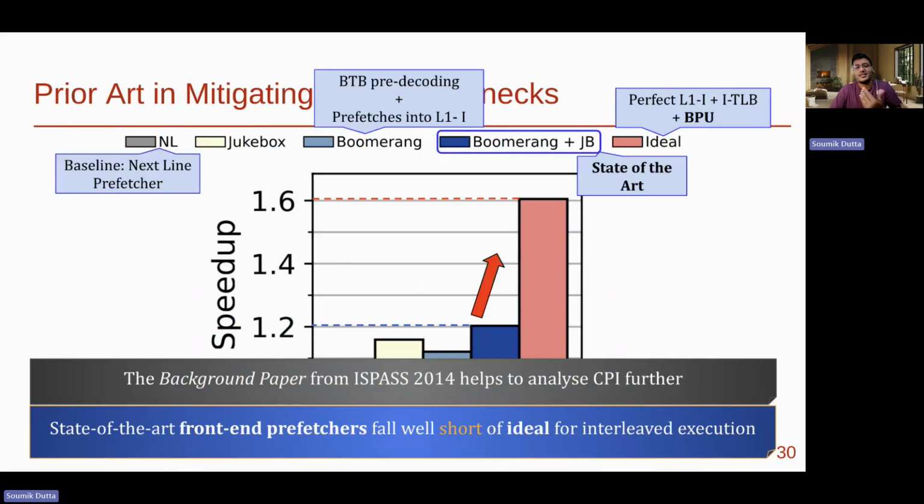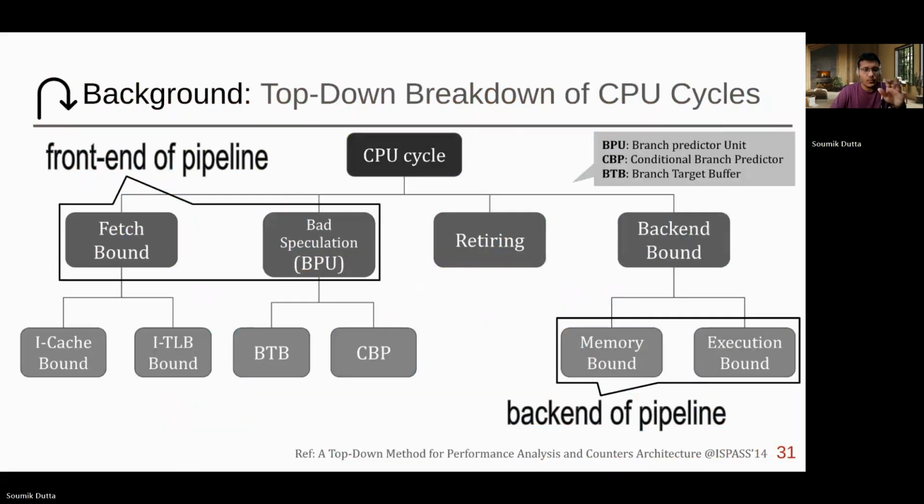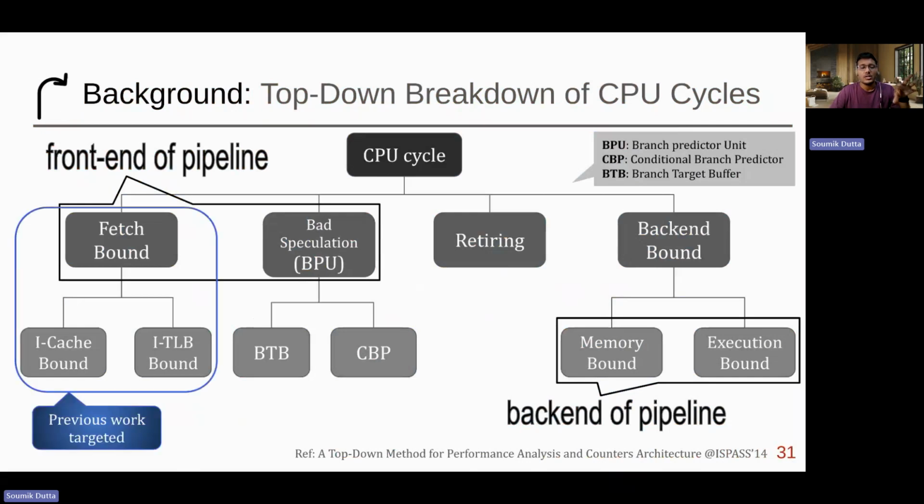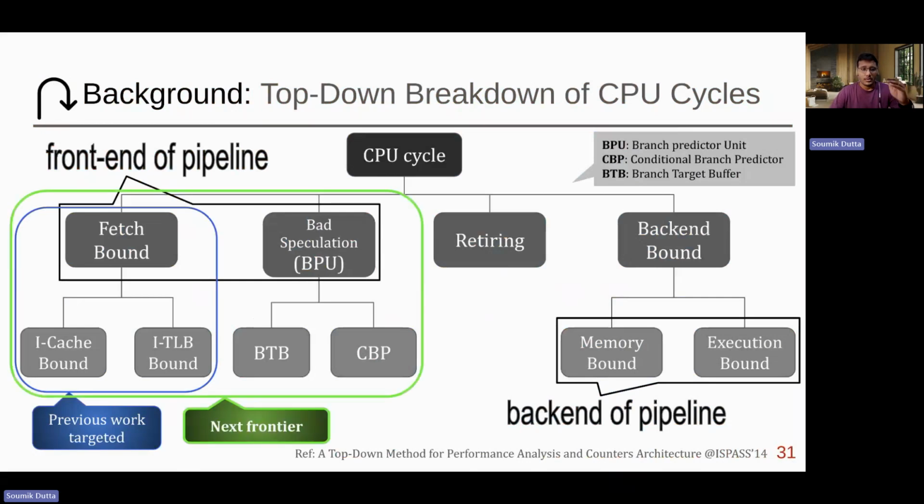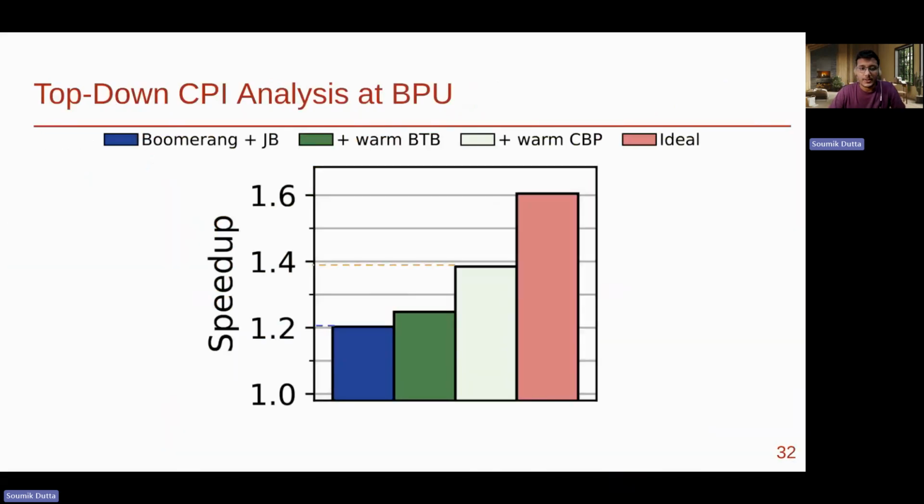Now to analyze this performance degradation, we have to again take help from the background paper on FaaS. Here the earlier prefetch approach, Jukebox, talked about this part of the front end of the pipeline, the fetch-bound part. Now Ignite is going to focus on the whole front-end pipeline, that is fetch-bound, including the BPU, branch predictor unit bound CPU cycles. So to progress on that, let's analyze this branch predictor unit with the top-down CPI approach.